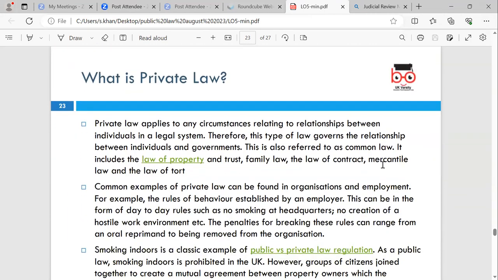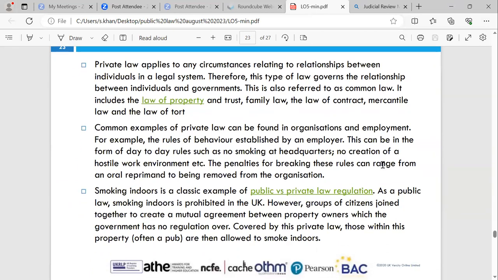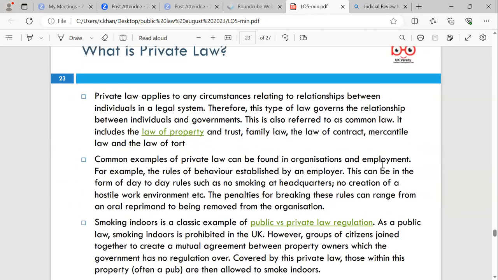What is private law? Private law applies to any circumstances relating to the relationships between individuals in a legal system. Therefore, this type of law governs the relationship between individuals and the governments. This is also referred to as common law. It includes the law of property and trust, family law, the law of contract, mercantile law, and the law of tort.